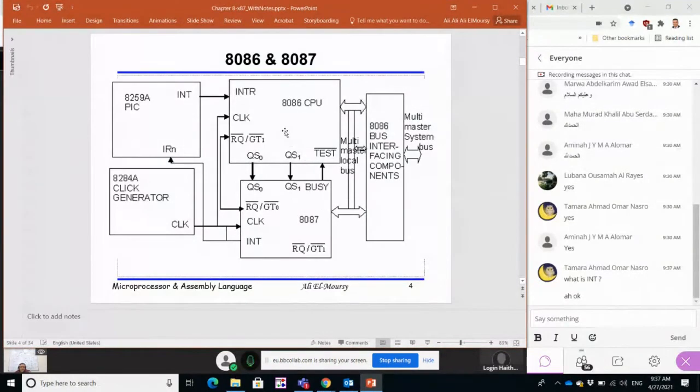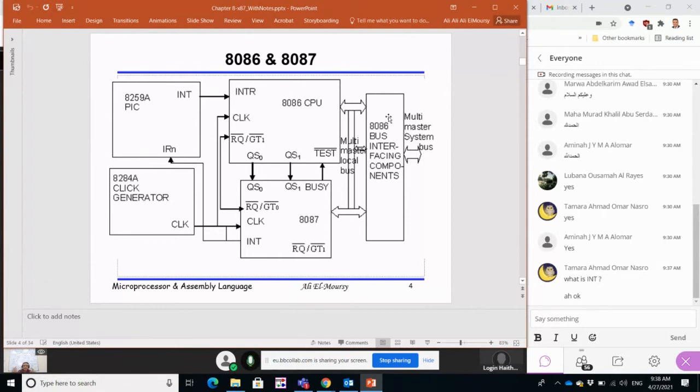So there is a kind of handshaking happening between those two processors. The main processor is the 8086, and while you are executing your code, if the 8086 recognizes that one of your instructions is actually a floating point instruction, it will send the instruction to the 8087 for execution, and it will wait for the 8087 to inform the 8086 that the execution has been done, to continue fetching the code and execute the next instruction.